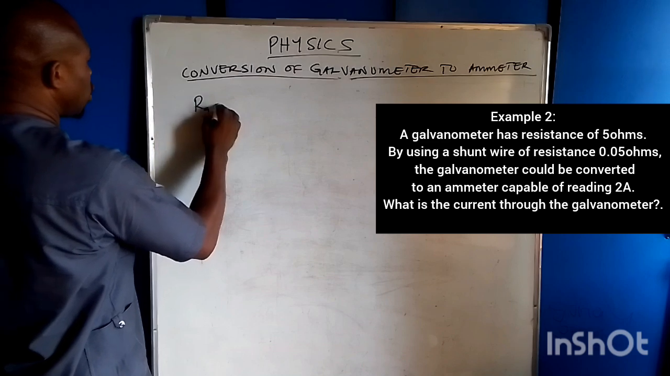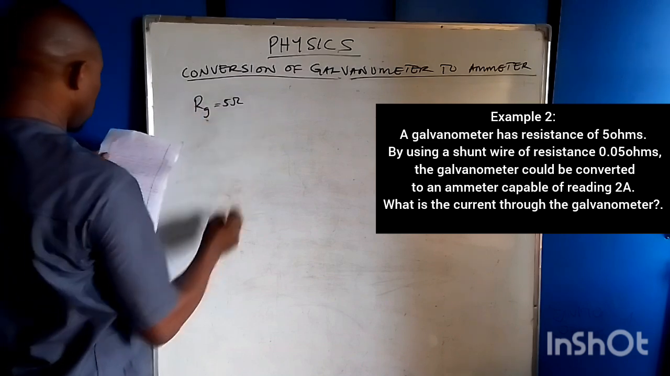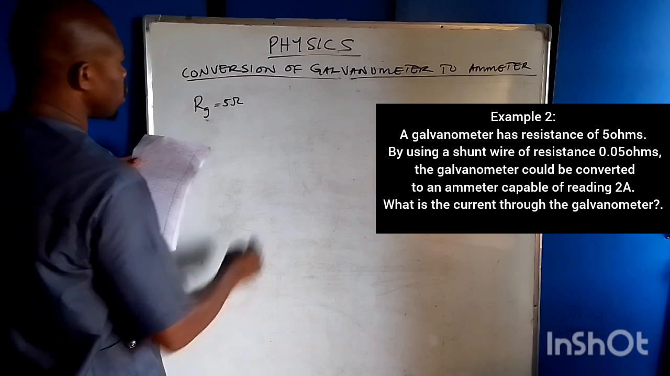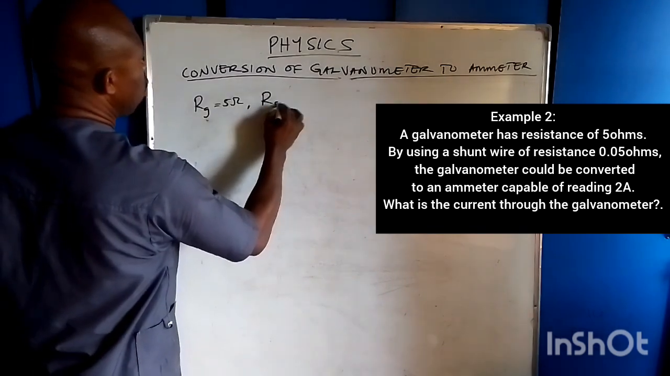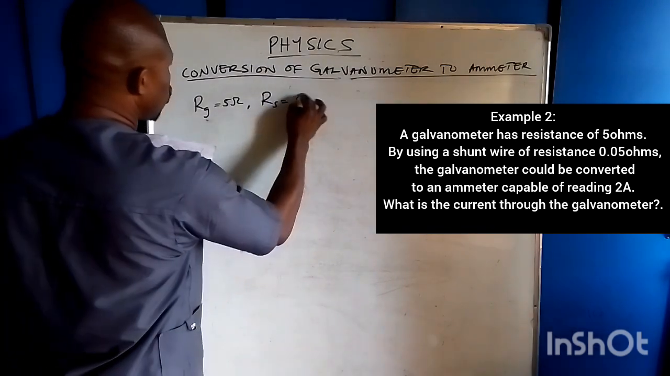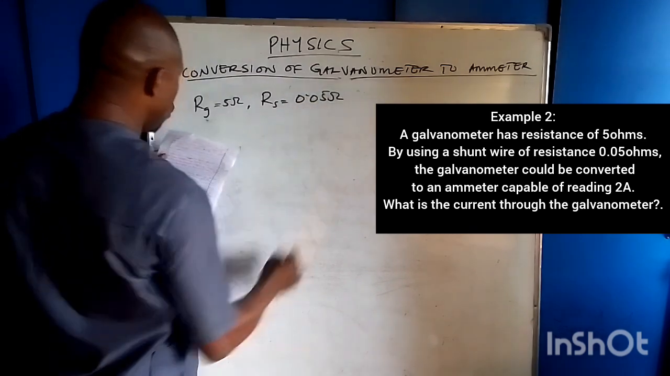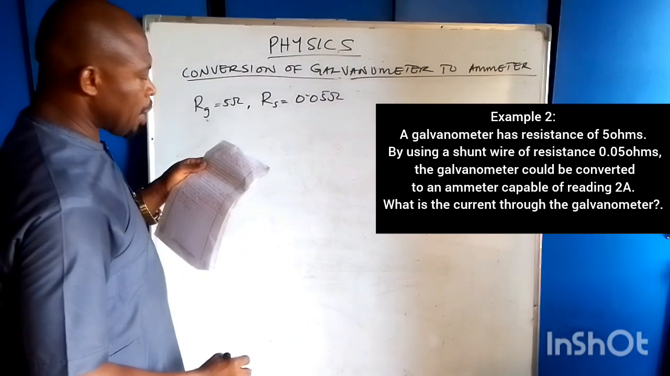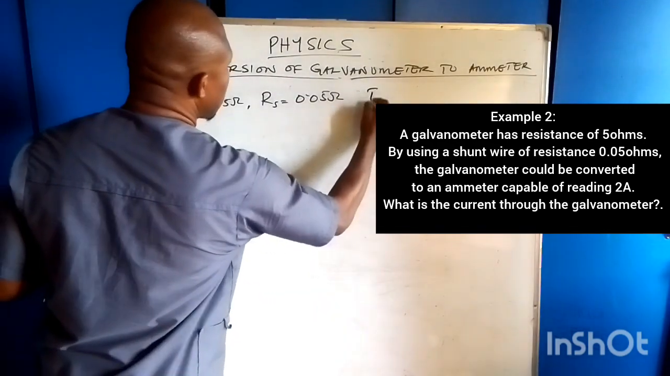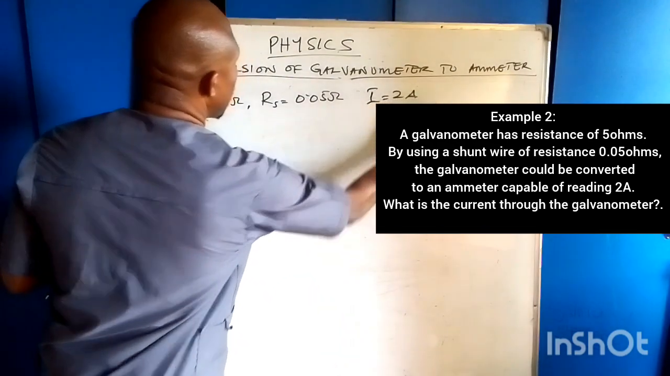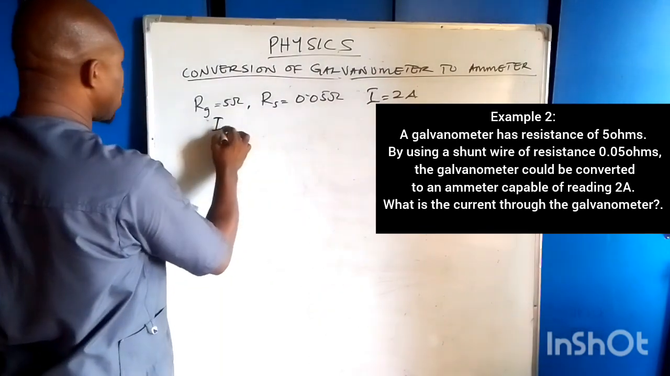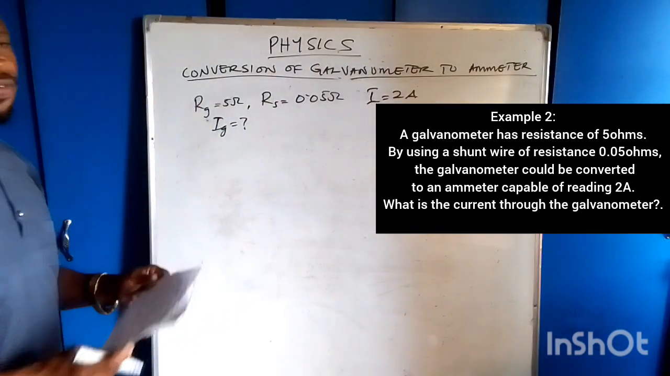Now from the question, a galvanometer has a resistance of 5 ohms. That means RG is 5 ohms. By using a shunt wire of resistance, RS is given to be 0.05 ohms. The galvanometer could be converted to an ammeter capable of reading 2 ampere, that means I itself is 2 ampere. What is the current through the galvanometer? IG is what we are looking for.